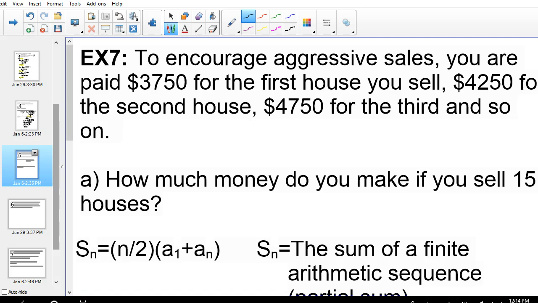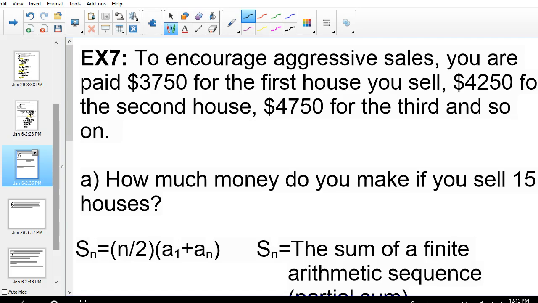Sometimes you might think, well, I've already sold 10 houses, so what's another $1,000 for this house I'm going to sell? But if you're getting paid more for each house, you're like, oh, if I just sell one more, that's $5,250, right? So each time you want to sell more, because the higher you get, the more money you're making off of each one. So you can see how this would encourage some aggressive sales.